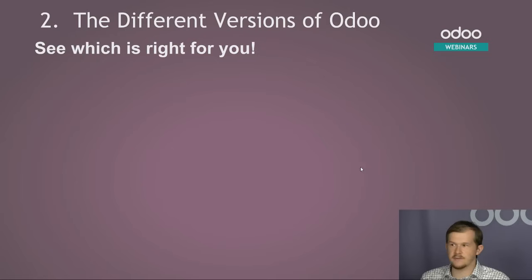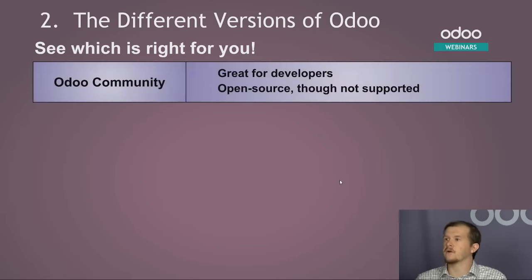We also have different versions of Odoo. First, we have Odoo Community, our first version. It's great for developers, open source, but not supported. When we say not supported, it means not supported by Odoo itself. It's not supported by our team or the Odoo company. It's mainly supported by the forums and people who write tons and tons of code.